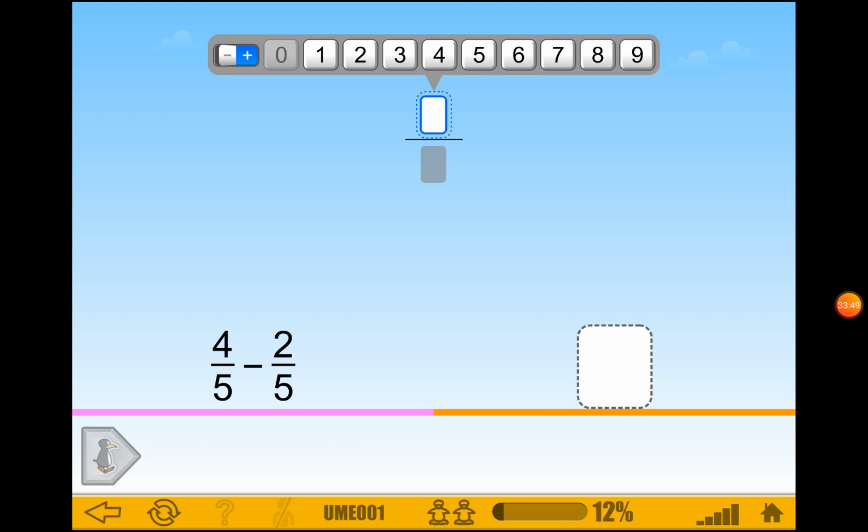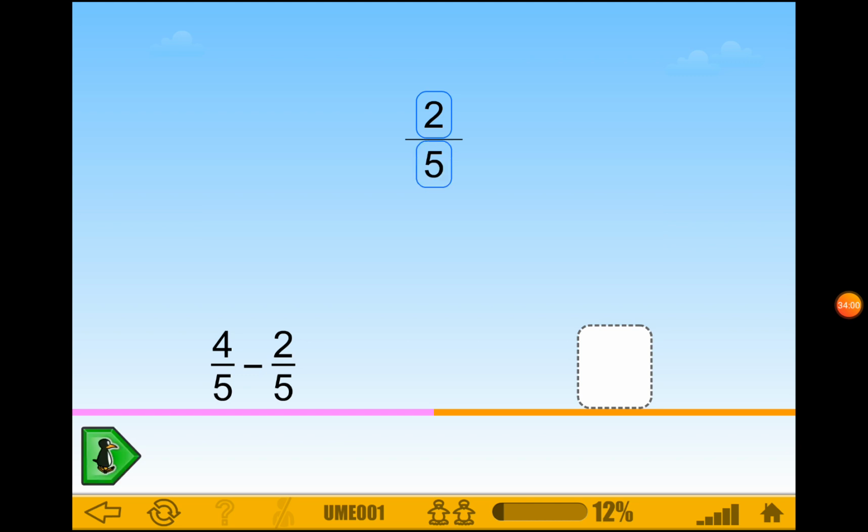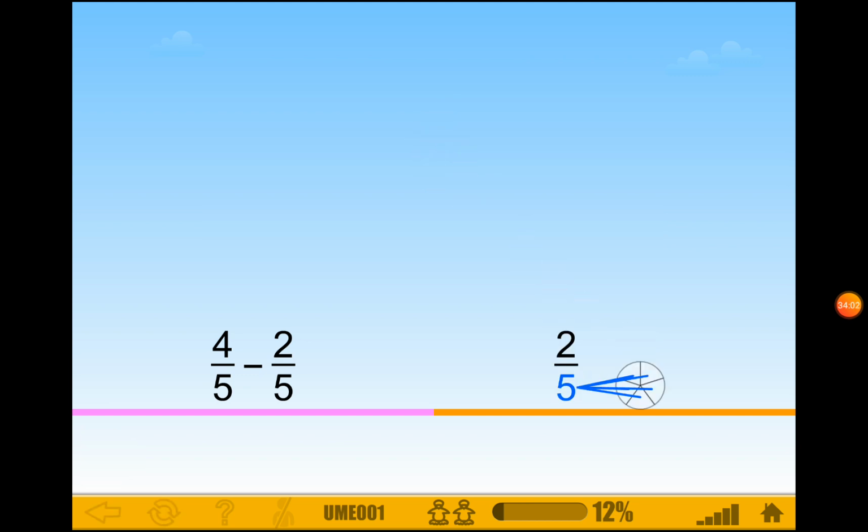I'm correct again. So 4 minus 2 is 2, and the denominator, which is 5, stays the same. So that would be 2/5. There you go.